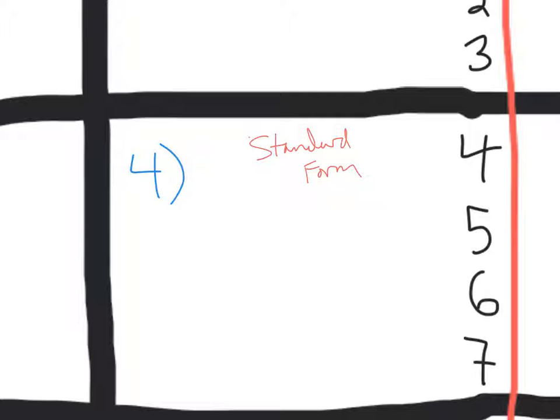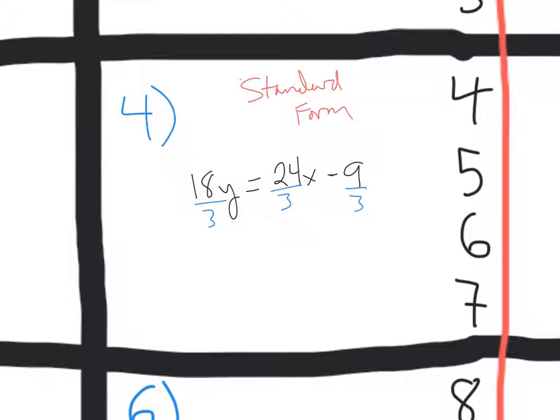And the problem looks something like this. Rewrite each equation in standard form, identify a, b, c. So you've got 18y is equal to 24x minus 9. Alright, right off the bat, I notice that every single one of these integers has a GCF of 3. So I can actually just divide out 3 from the get-go, and I'll end up with y is equal to 8x minus 3.